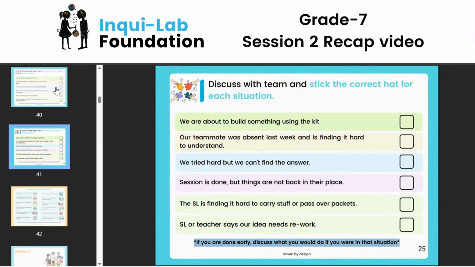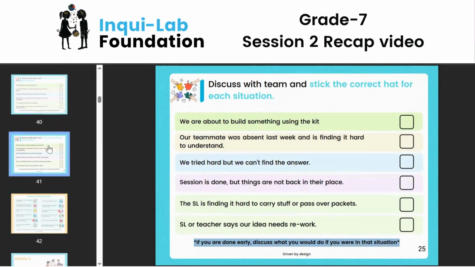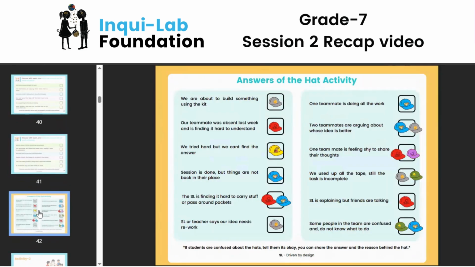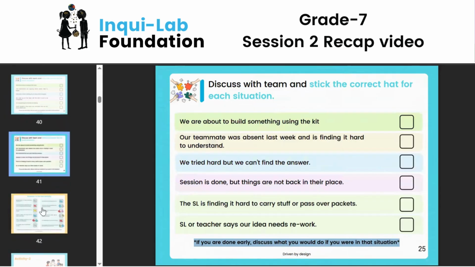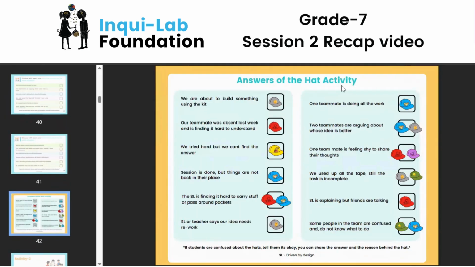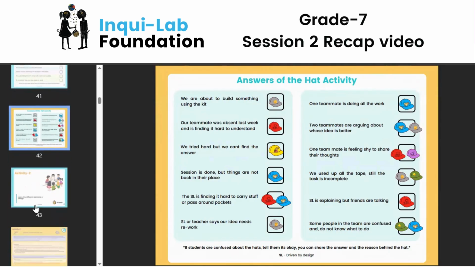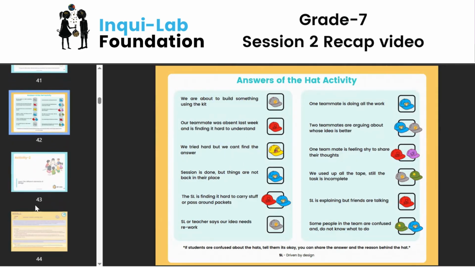Okay, and it's not compulsory that they finish all of them, and it's also not compulsory for them to get all the right answers. Okay, and in your SL book, after page 25, you have the answers here. So you can just read them out if you have time. And if the students are confused about the hats, tell them that it's okay and you can share the answer. And if you're extremely confused if they got the right answer and the answer is wrong here in the book, that's also okay. Ask your teacher to explain what happens if the answer is completely different from what is in the book. That's about activity 1.